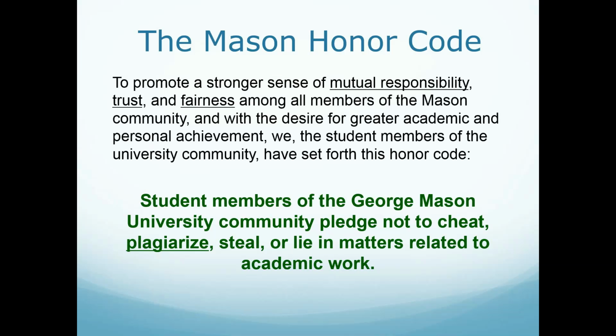Obviously, in the first paragraph there, you see three phrases or words underlined: mutual responsibility, trust, and fairness. So mutual responsibility, obviously mutual meaning that it involves both parties, right? This is faculty and students, and even students and students. We're all in this together. We have a mutual responsibility to make sure that this honor code is upheld. Faculty need to make sure that students are upholding it. Students need to make sure that their fellow students are upholding this honor code.